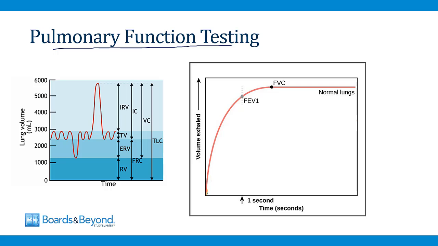The basic form of pulmonary function testing is called spirometry. In this test, the patient inhales until their lungs are filled to capacity and then exhales until they can no longer get any air out of their lungs.